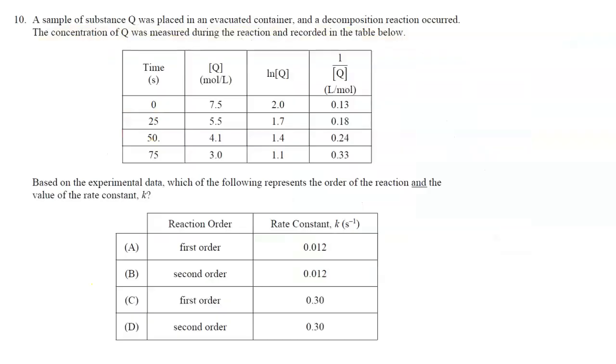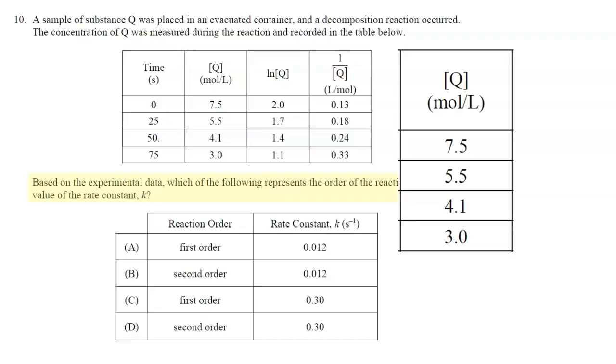Now let's take a look at question 10. It says a sample of substance Q was placed in an evacuated container and a decomposition reaction occurred. The concentration of Q was measured during the reaction and recorded in the data table below. We have time in seconds, concentration of Q, natural log of concentration of Q, and 1 over the concentration of Q. Based on the experimental data, which of the following represents the order of the reaction and the value of the rate constant k? So we are looking for a linear relationship.